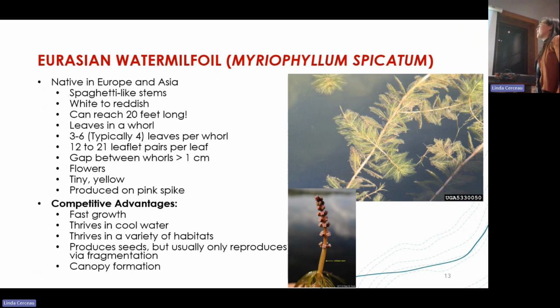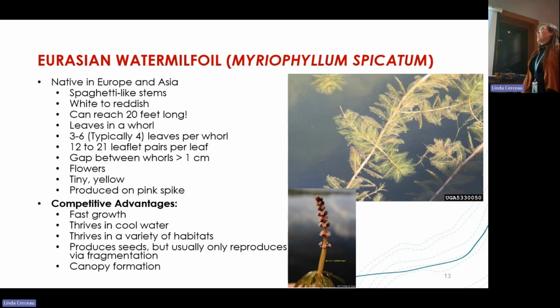So we have Eurasian water milfoil. This one's very common, and I believe is at one of the climate stations. It is native to Europe and Asia, and it has kind of like these spaghetti-like stems. It has a white to reddish appearance. Again, in the literature, you might see some reference to colors, or it looks like this color or that color. Color is not something to always depend upon, because you have to think about when you're finding this plant, is it degrading already, that type of thing. So take that with a grain of salt.